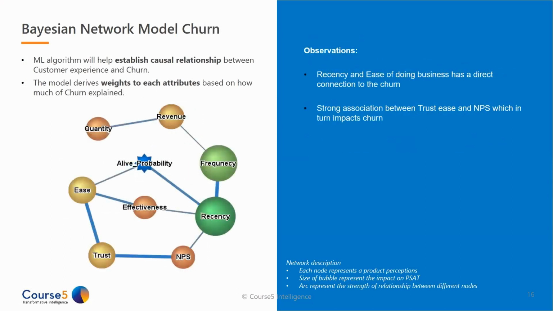When I go to the churn model, here we had a very interesting finding that the customer experience variable ease of doing business is directly connected to the LI probability, which is in a way telling us the churn probability. And we see that though in the first network it was revenue and quantity, here we see that recency and frequency have more connection or more impact on your churn. And we also see that trust and NPS are very strongly connected in their association.